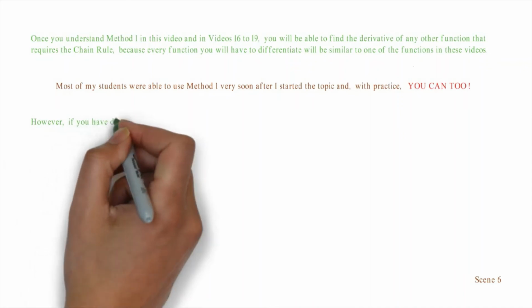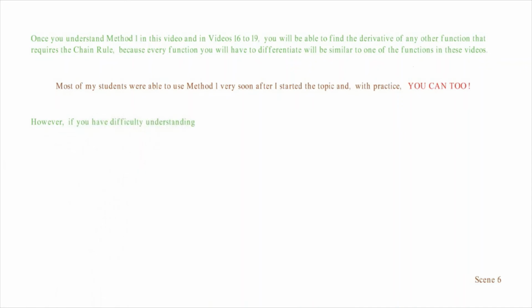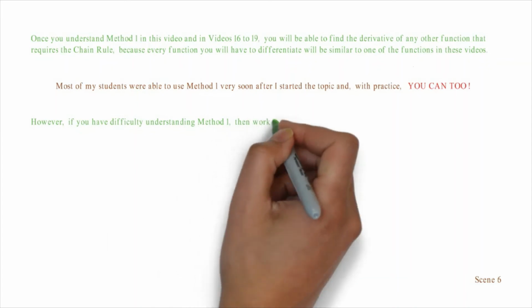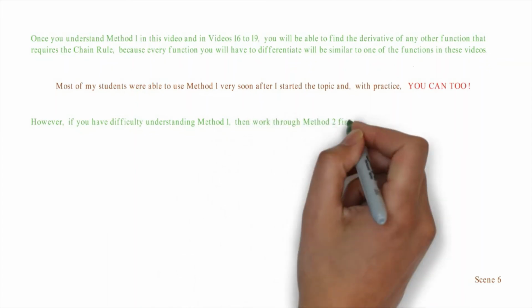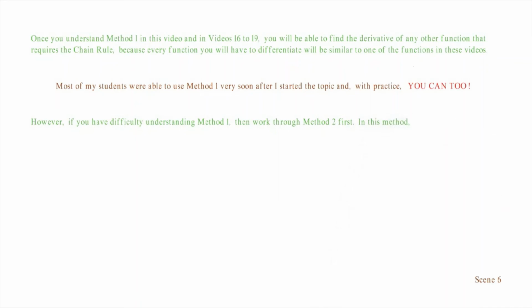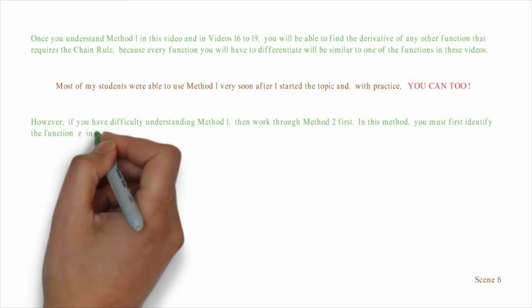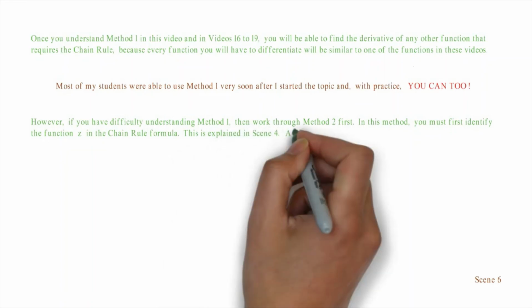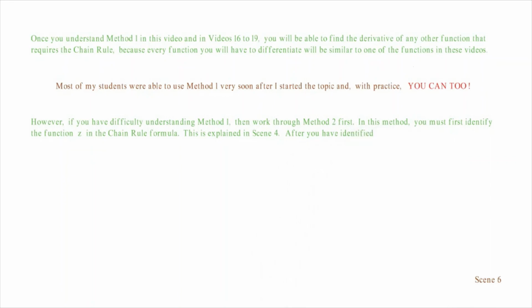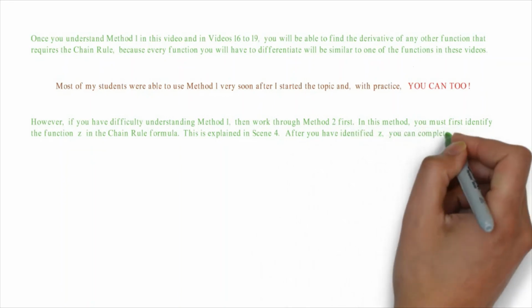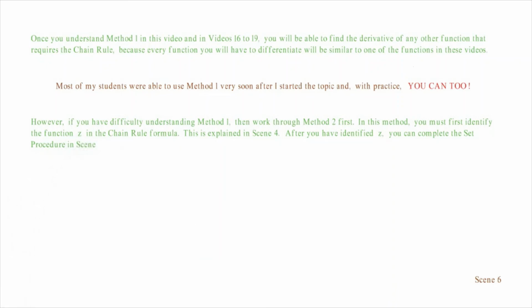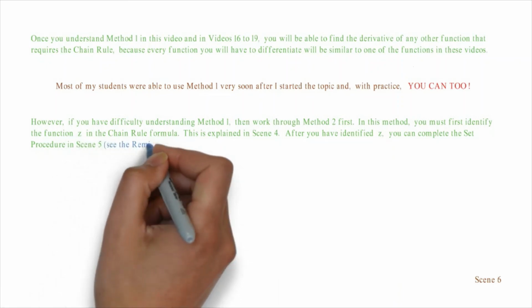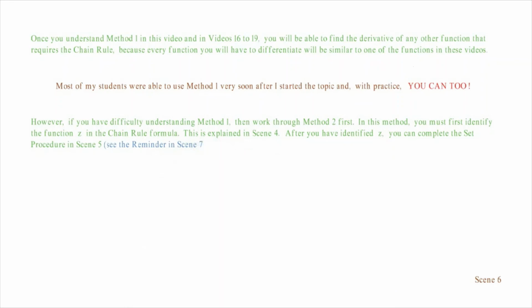However, if you have difficulty understanding Method 1, then work through Method 2 first. In this method, you must first identify the function z in the chain rule formula. This is explained in Scene 4. After you have identified z, you can complete the set procedure in Scene 5. See the reminder in Scene 7.